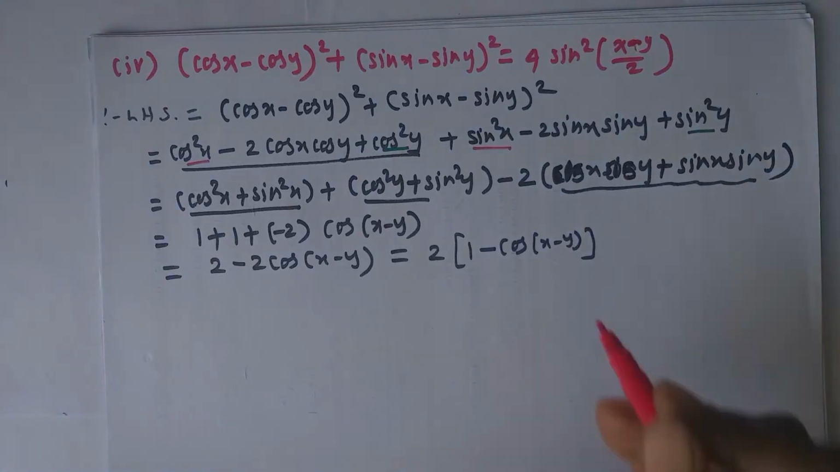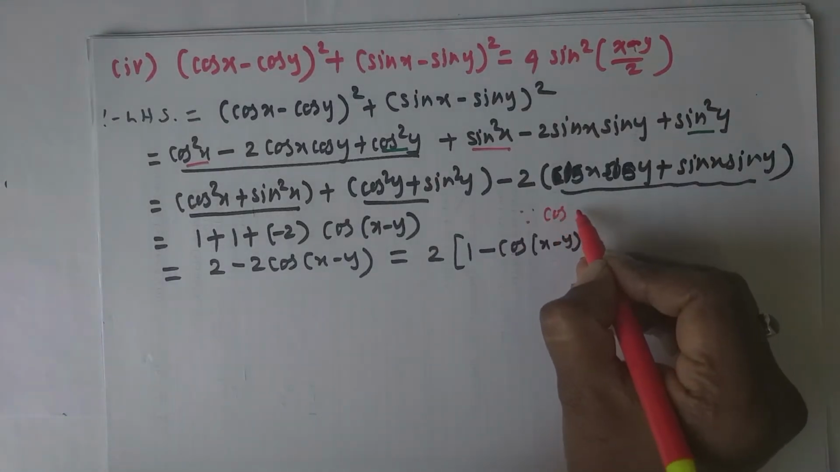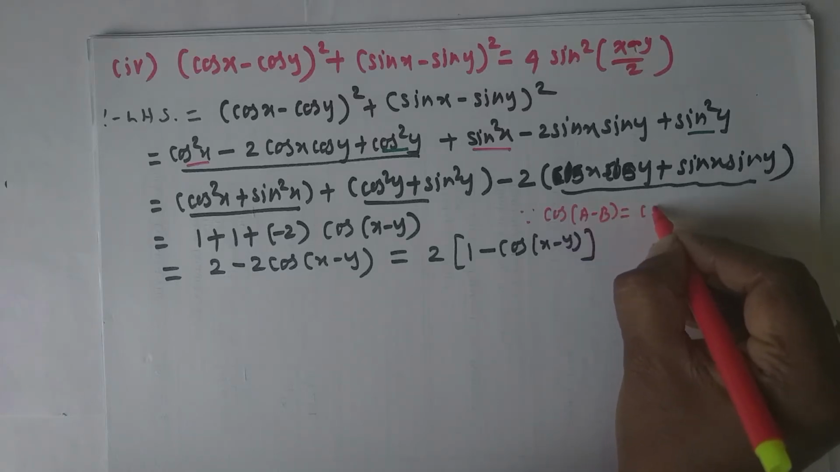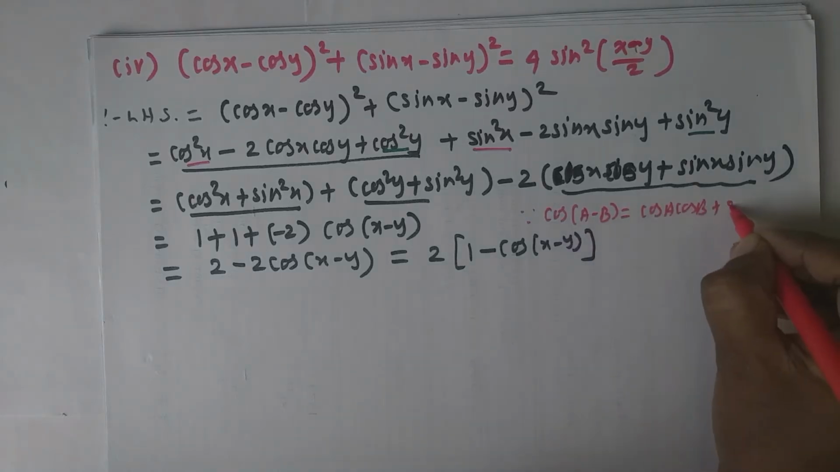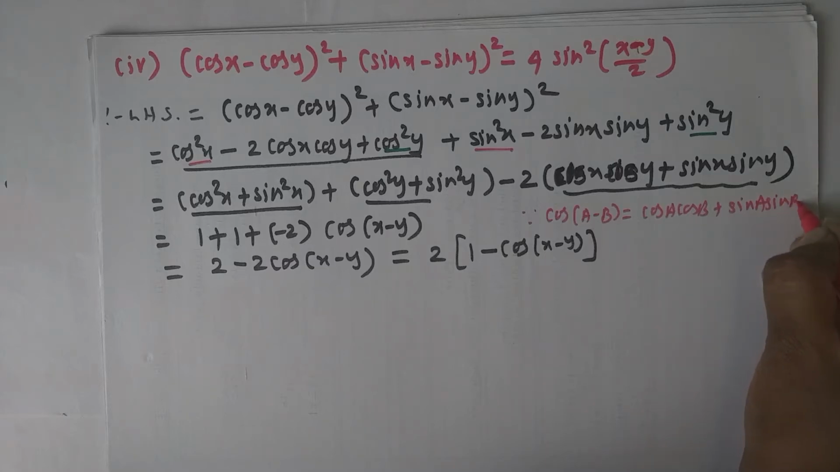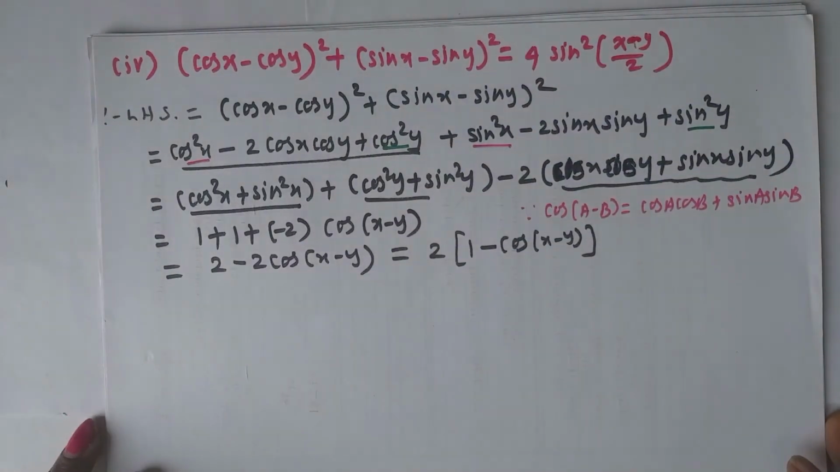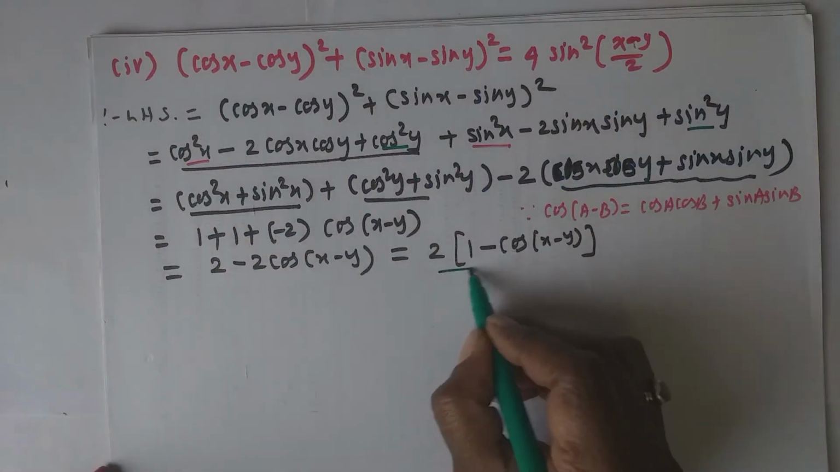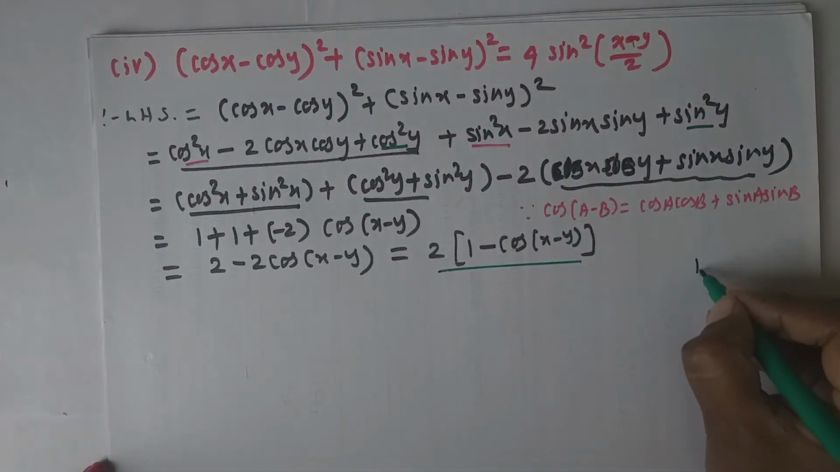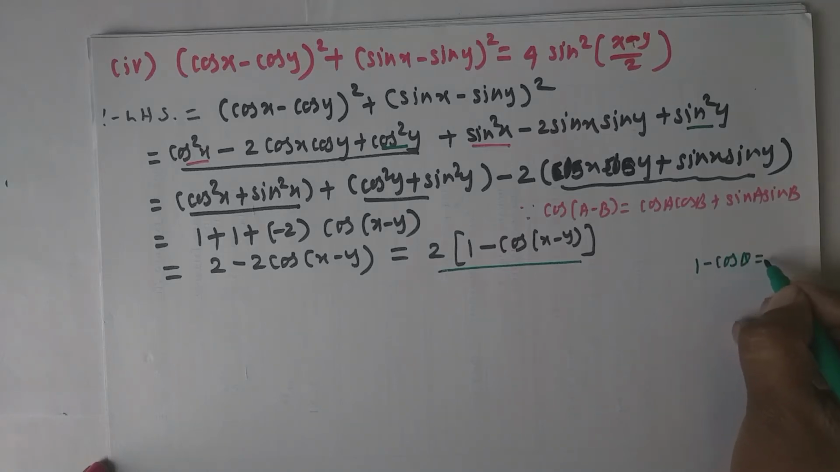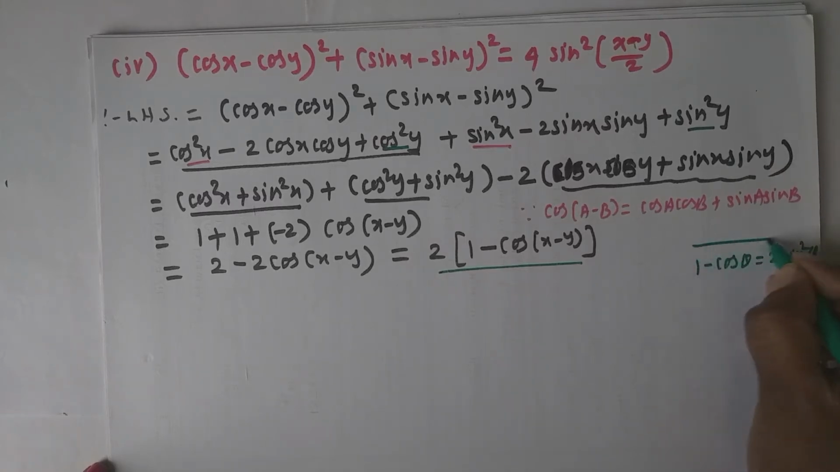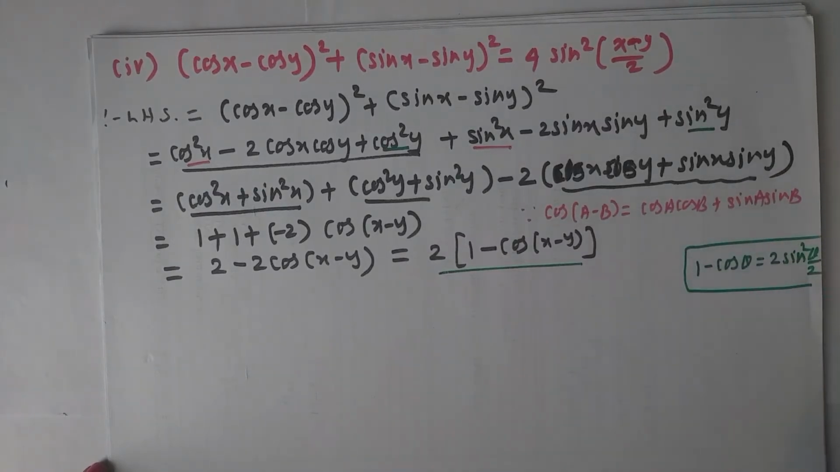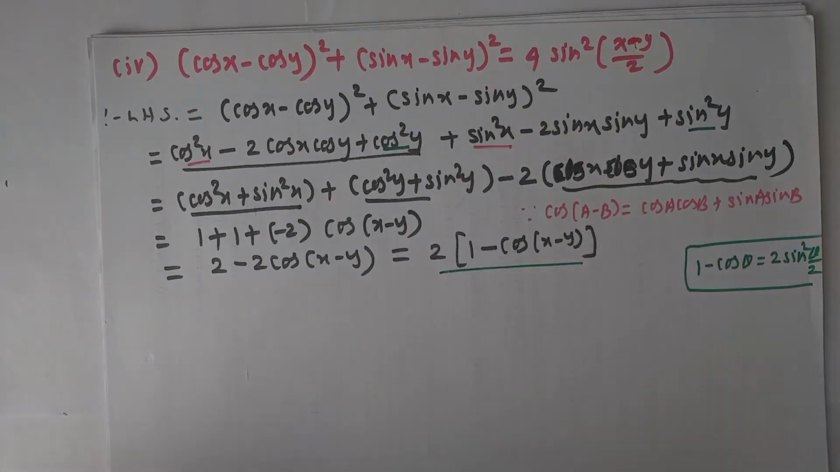Here I am using the formula of cos a minus b is equal to cos a cos b plus sin a sin b, which we have learned in our previous lecture. Here a is x, b is y. Now for this I will use another formula. I know that 1 minus cos theta is equal to 2 sin square theta by 2. This is the half angle formula for 1 minus cos theta. And what is theta here? Theta is x minus y.